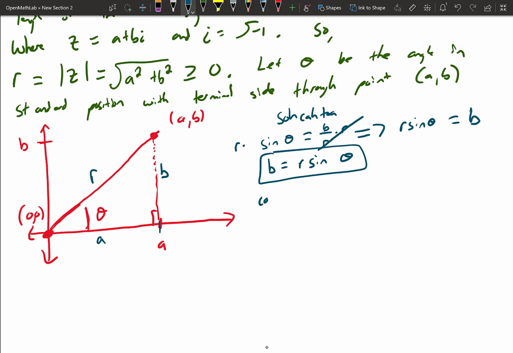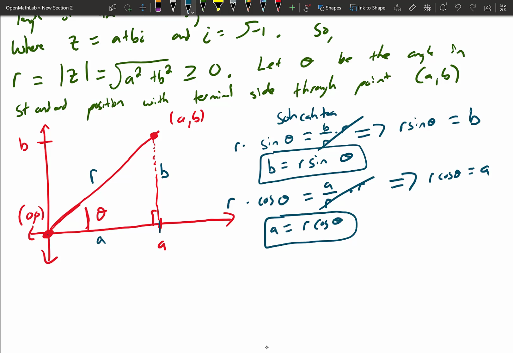And then cosine theta is equal to the adjacent, which would be a, over the hypotenuse, which is r. So if I multiply both sides by r, these r's cancel out, r cosine of theta equals a, right? So in other words, a equals r cosine of theta. Right? And just to specify, I guess I didn't say this, but it goes without saying in this section that this is the real axis and this is the imaginary axis.